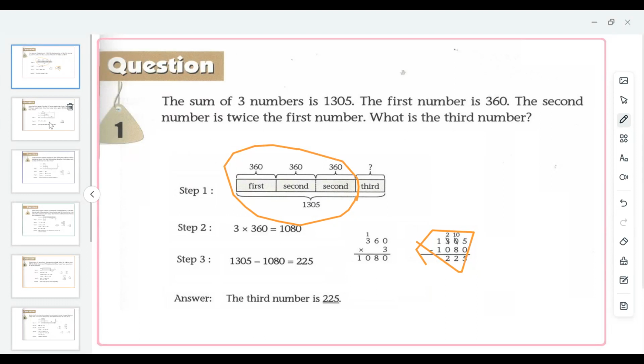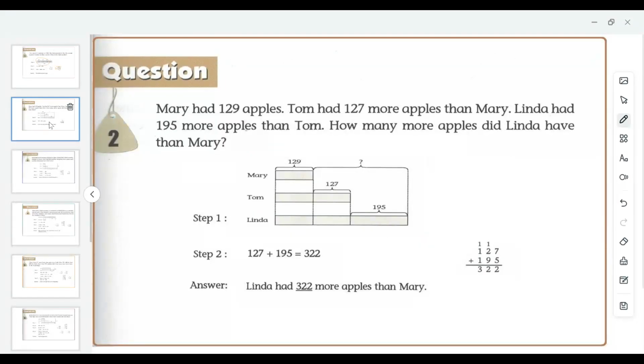Now let's have a look at question number 2. Mary had 129 apples. Tom had 127 more apples than Mary. Linda had 195 more apples than Tom. How many more apples did Linda have than Mary? First step, draw a diagram. Mary had this much. Tom had this much, right? Linda had this more, 195 more than Tom. So Linda had this much.